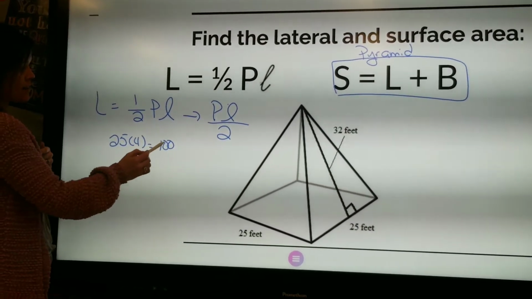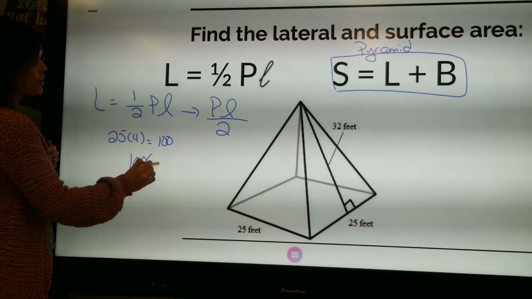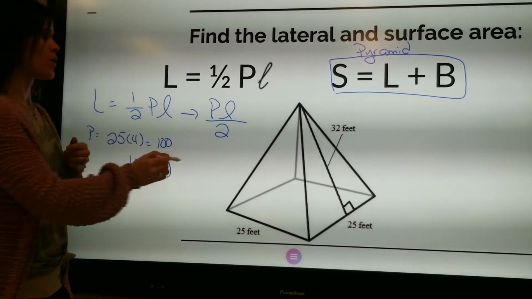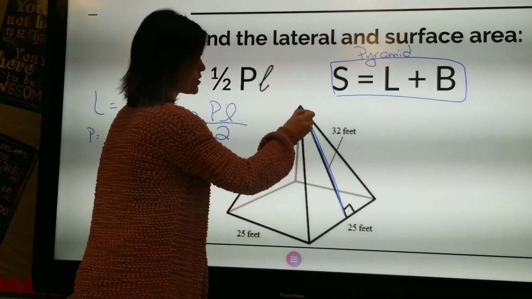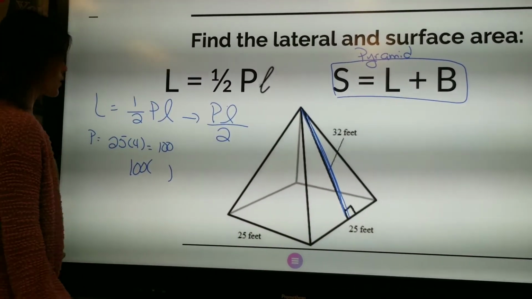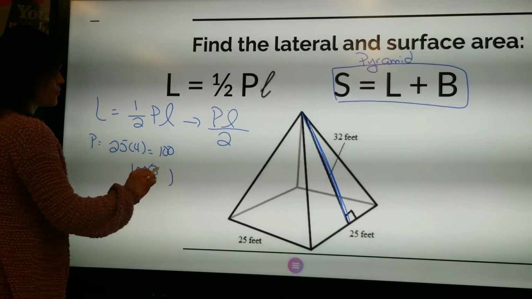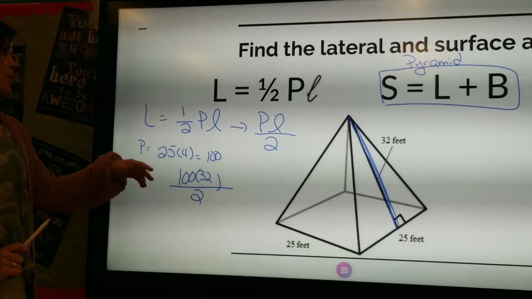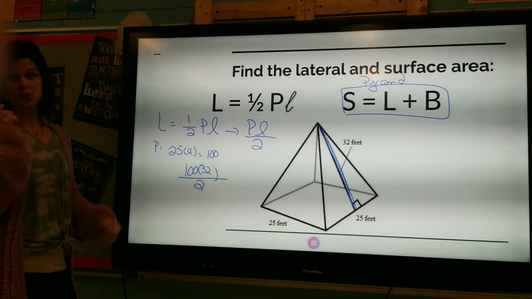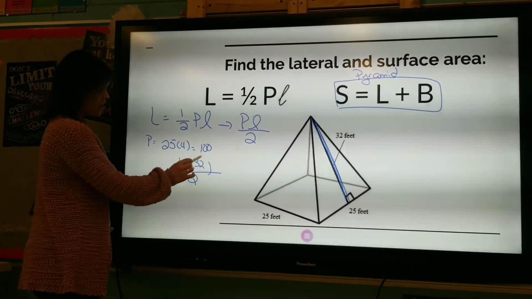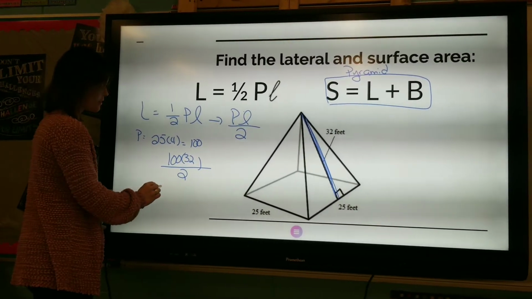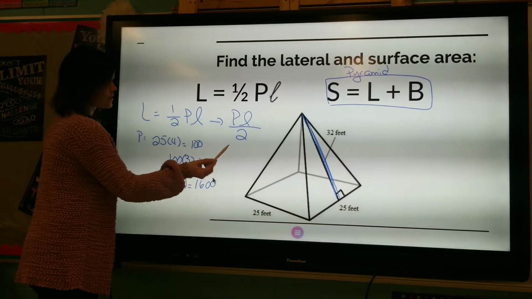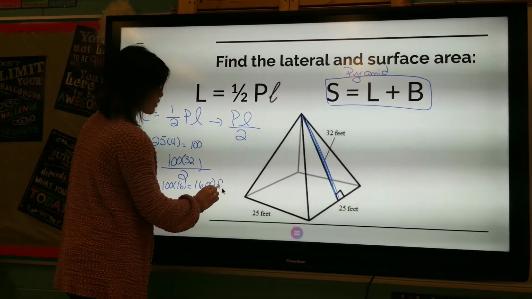So I then can take that perimeter. I'm going to multiply it by my lateral height, or this height right here, which is the height of my triangle. So I will multiply that by 32 and divide it by 2. So we can go ahead and multiply that. We do not need a calculator for this, because if we just take half of 32, that's 16. And 100 times 16 is going to give us 1,600. So then I know that's 1,600 feet squared.